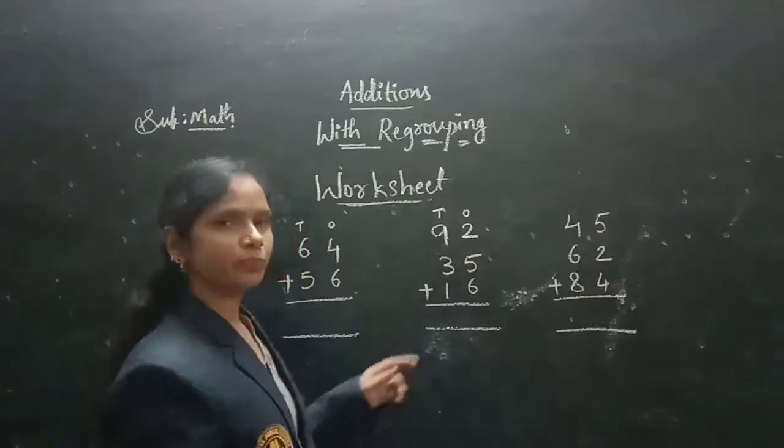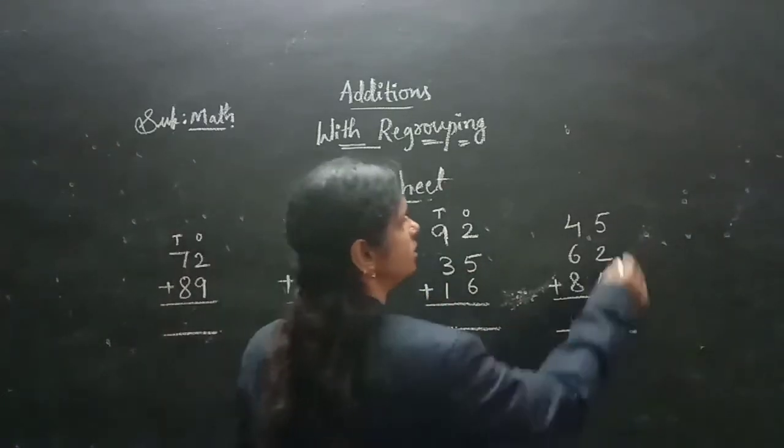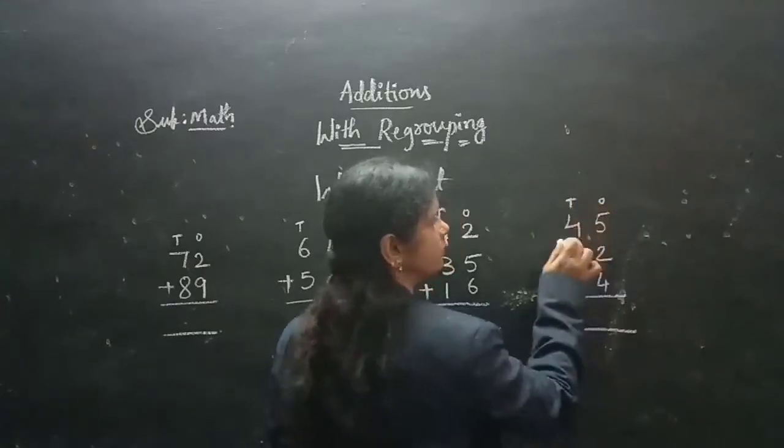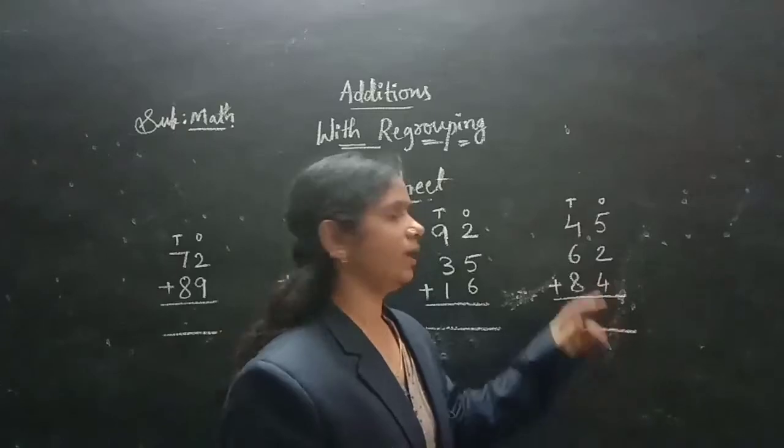You need to add. And here it is ones and tens. First number 92, second number 35 and 16. And coming to here, ones, tens. First number 45, second number 62 and third number 84.